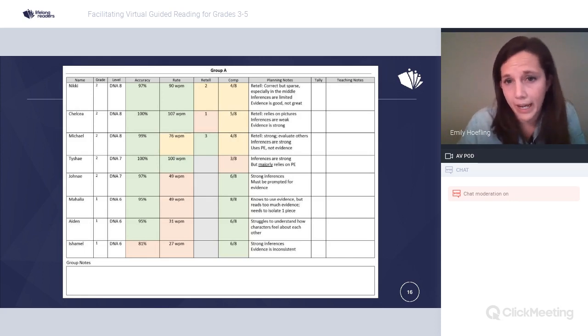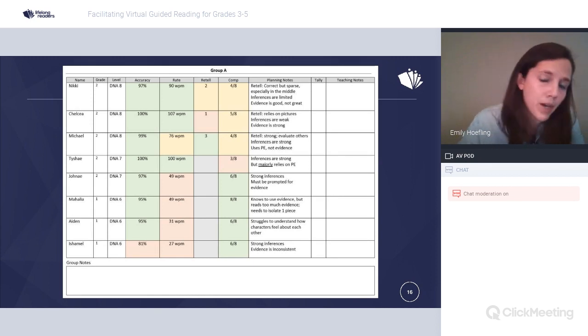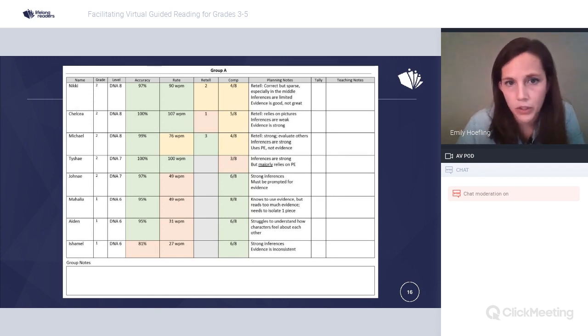This took me about an hour and a half, and I would use this for about 4 weeks, or maybe 5 weeks. And then I'm just taking notes as I see them improve or as I see them not improve, and I think about how to adjust my instruction. But this is really all that I'm using.